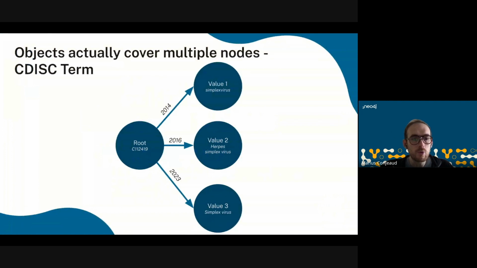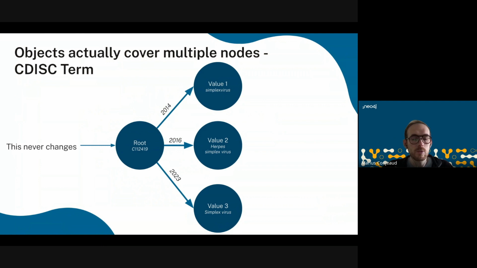We have a root node, which is a term coming from CDISC. And then it has value. It has versions that can evolve over time, which is what we call the value objects. So in 2014, that disease was called simplex virus. But then in 2016, they decided that herpes simplex virus should be the right name. But then in 2023, they said, okay, no, it should be just simplex virus, but in two words. So you see it evolved over time.